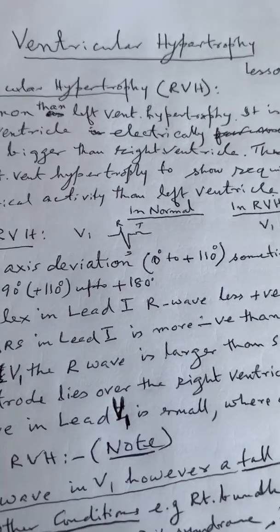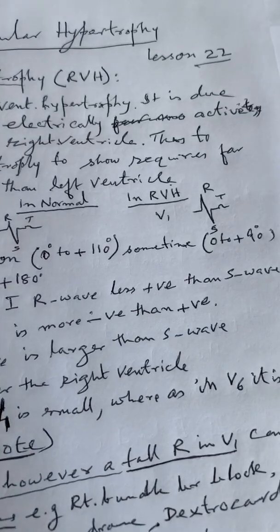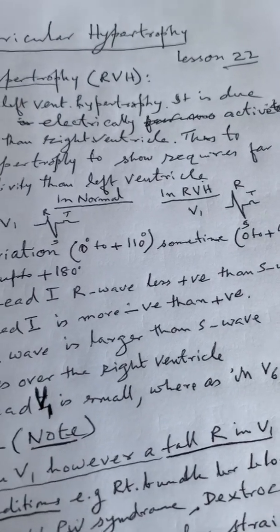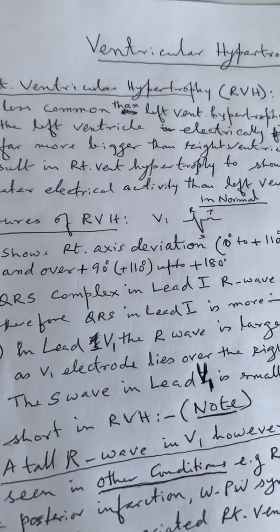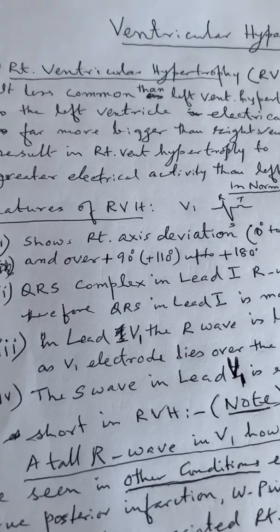Now we are starting ventricular hypertrophy, and this is lesson 22. First we will discuss right ventricular hypertrophy and its features.